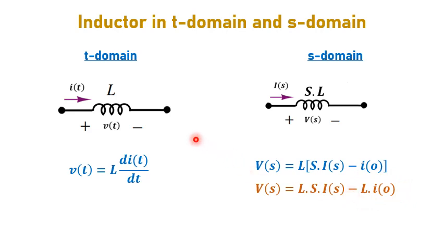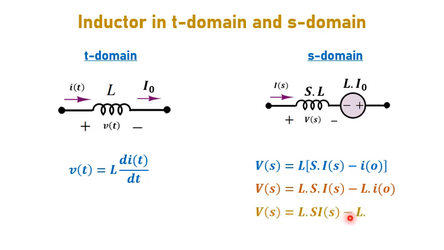Suppose there is a possibility of initial current available in the inductor. Let us consider there is an initial current flowing through the inductor at the instant of opening or closing the switch. Then in that case, the representation in S domain will have an additional voltage source of value L into I naught. So in that case this I(0) becomes I naught, that is the initial current. So this is how you can represent it. Please remember these things while deriving the expressions and solving problems. These Laplace transforms will help.